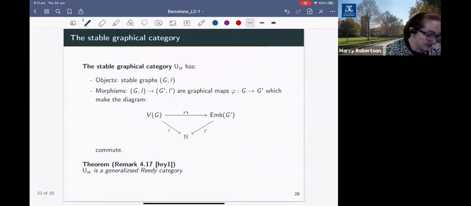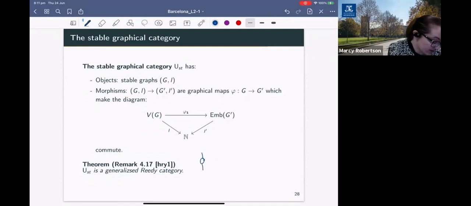And you can just change the graphical category that we described before to have objects stable graphs. And morphisms are just going to be graphical maps that are compatible with genus gradings in the sense that they make this diagram commute. So remember, this is the phi sub 1 is whatever's happening when I explode a vertex, so that's done in a way that is compatible with genus. And because this is in fact easy to see its generalized Reedy structure, it comes directly from the graphical category U, because there are no degeneracies here.